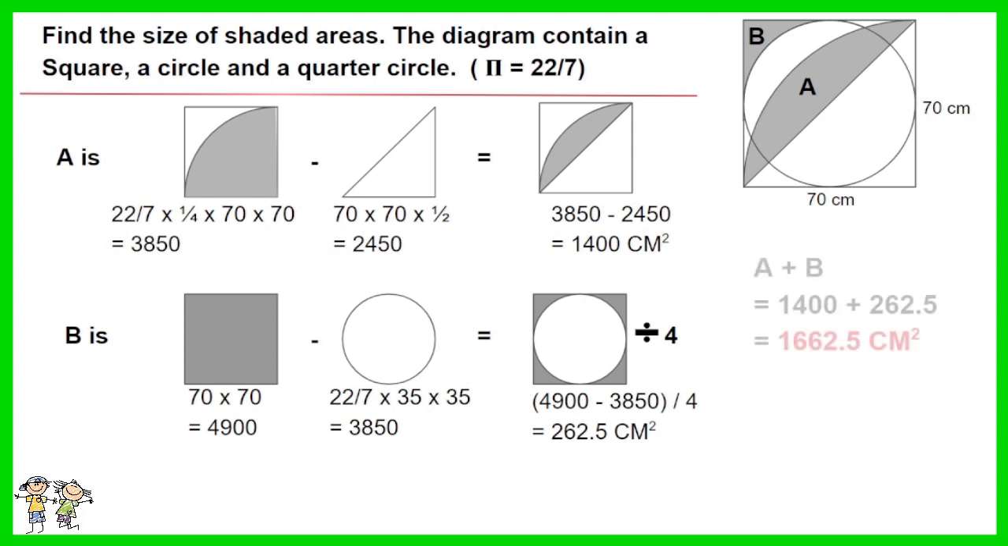A plus B is therefore equal to 1400 plus 262.5, which is 1662.5 cm squared.